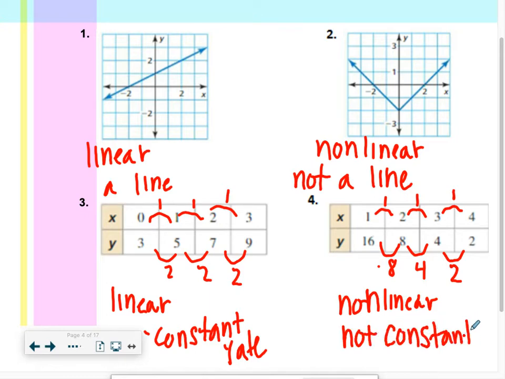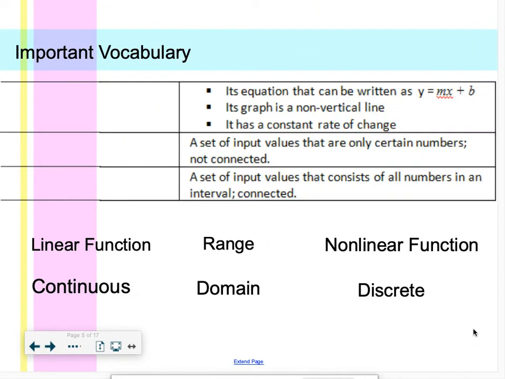How did I do? Good. Do we match? Yes. Does it make sense? Is this okay? Yes. Okay. What's next, kids? Important vocab. Forget about those, that's not your notes. Our important vocabulary is a linear function.